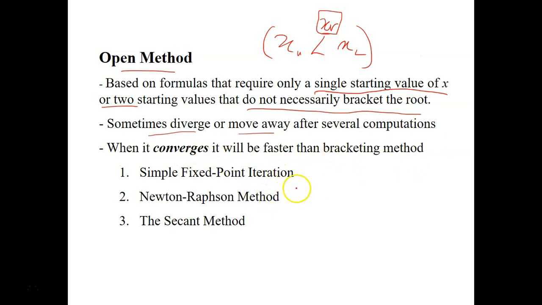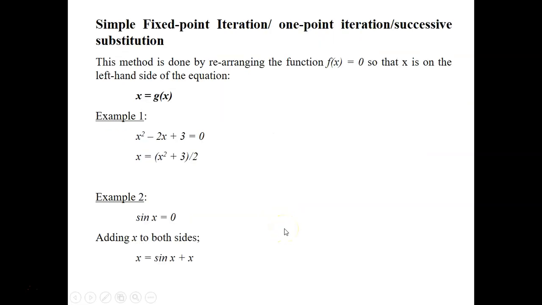So there are 3 methods that you're going to use: simple fixed point iteration, Newton-Raphson, and the secant method. Let's look at the first one, which is simple fixed point iteration. This method is done by rearranging the function f(x) equals 0 so that x is on the left-hand side of the equation. Say you are given this equation. You need to rearrange the function f(x) so that x is on the left-hand side. It has to be x equals something. Then only you can start calculating. In this case, you can select your x here.